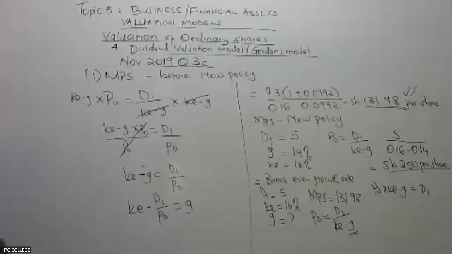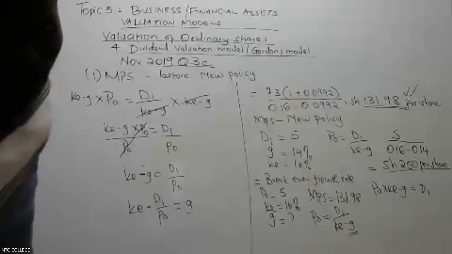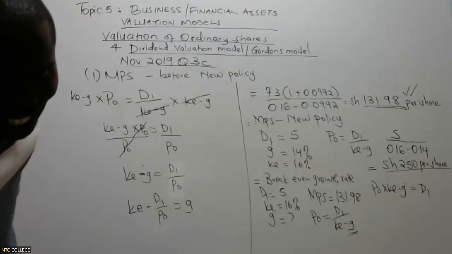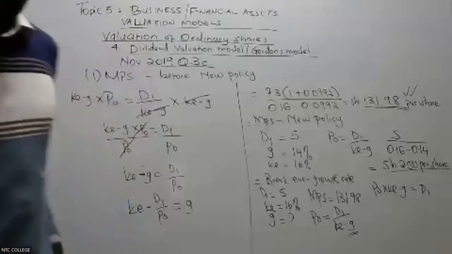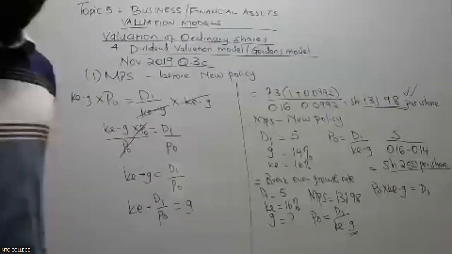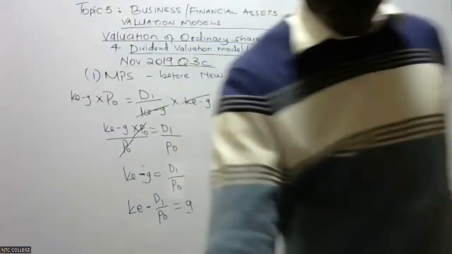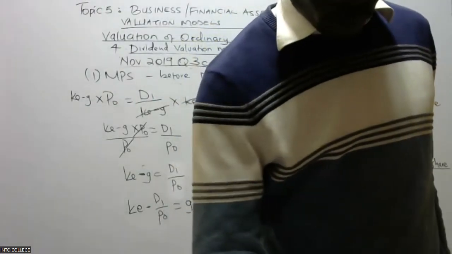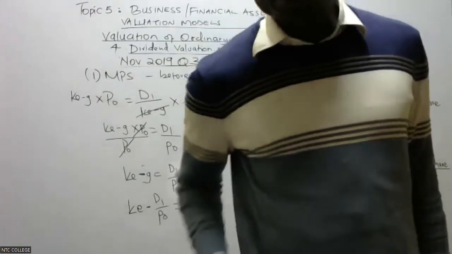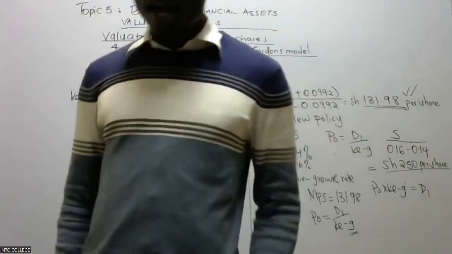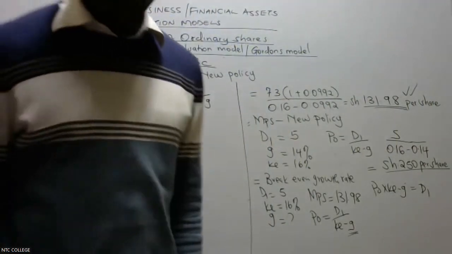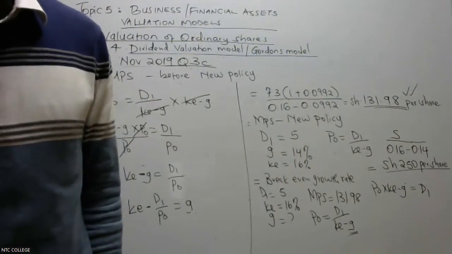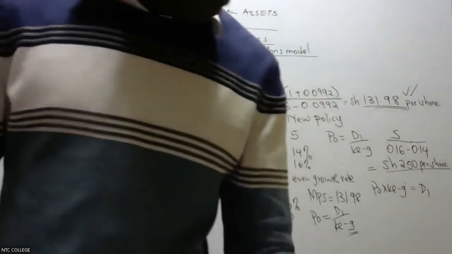So that is it. I hope you are together now. Are we okay? Good. So that is how we calculate our intrinsic value in the case of a constant growth firm, right?